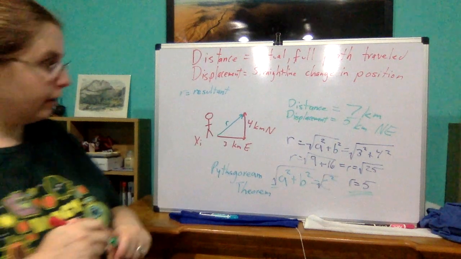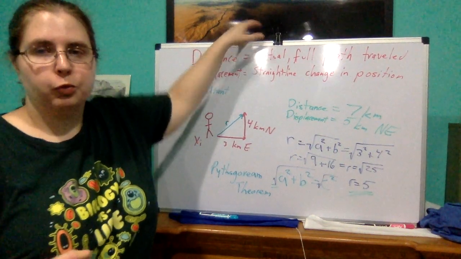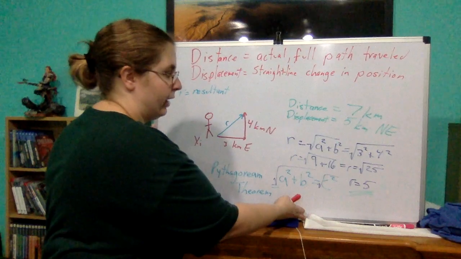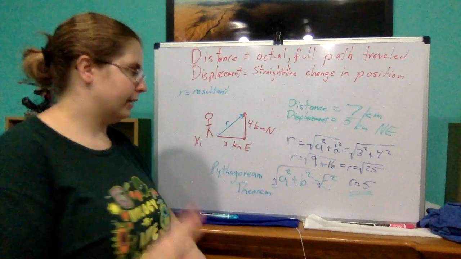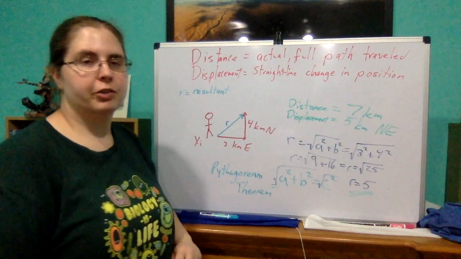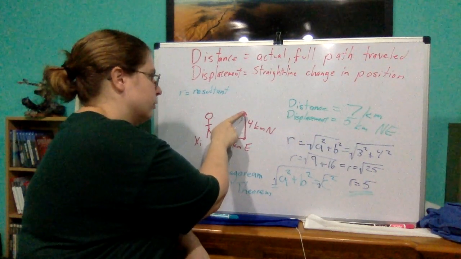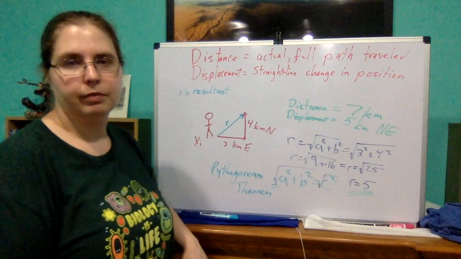Now later on when we're talking about motion in two directions and vectors, we will talk about how to actually calculate the angle of that path. But right now, we'll just stick with 5 kilometers northeast. It's going up, north, and to the east.